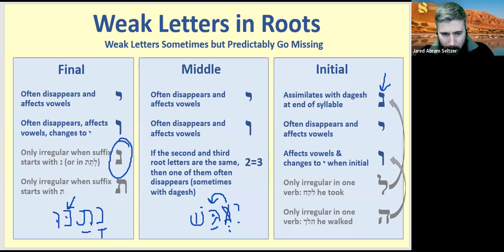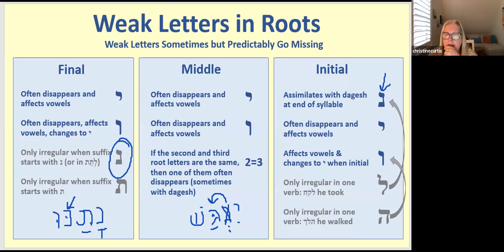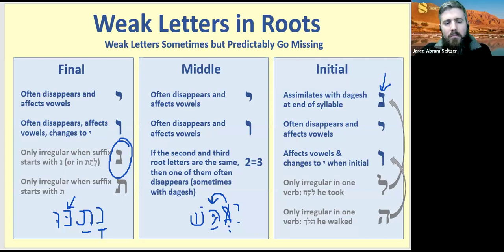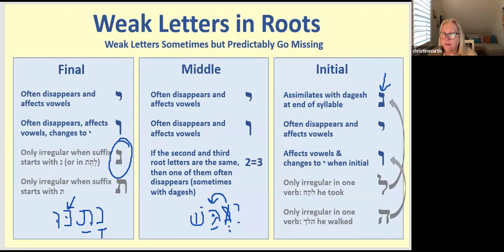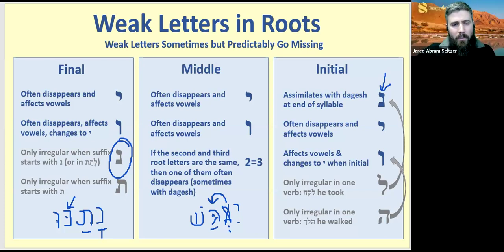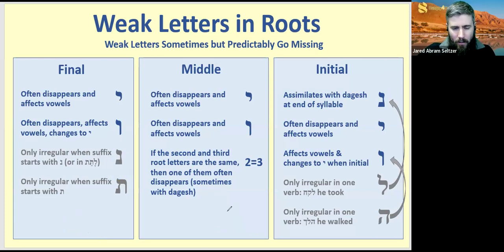Christine, you have your hand up. Go ahead. Yes. So the assimilating of the nun at the end of the syllable is also because it doesn't like a prefix. Tell me what you mean. The nun also doesn't like a prefix. Correct? I wouldn't say it like that, because there are places where nun will be preserved even though it gets a prefix.